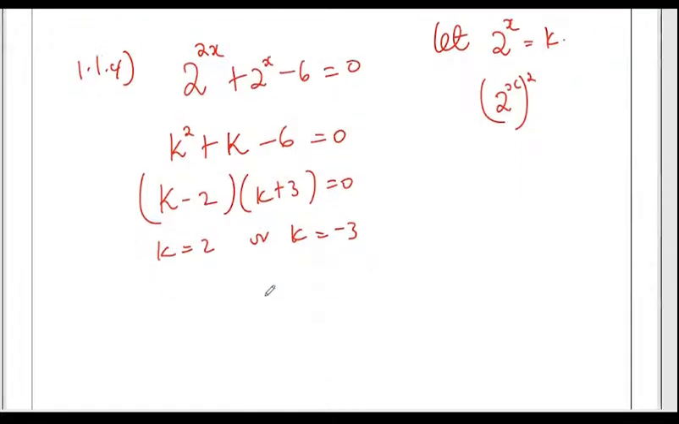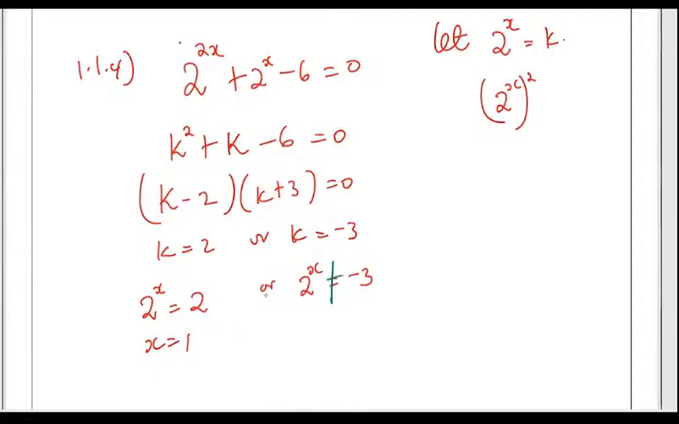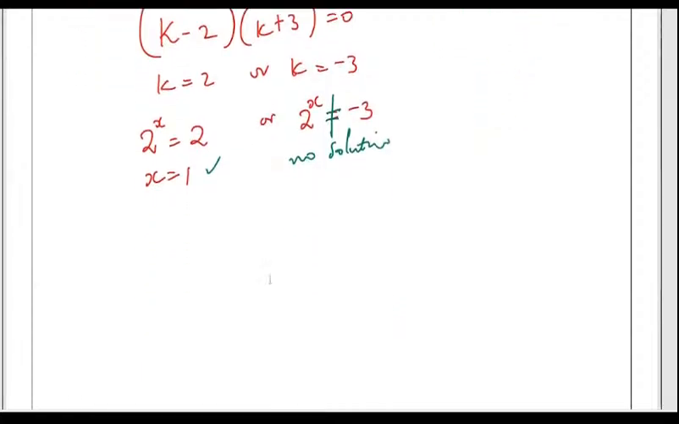It's rather asking for the value of x. So I have to go back and substitute k with 2^x. So 2^x is equal to 2. Okay, same bases, x is 1. Or we can have 2^x is equal to -3. So we don't have exponents that give us a negative answer. So this one is out, cancel it out, or you can tell us that there is no solution in that format. So x is 1 becomes the only alternative for 1.1.4.